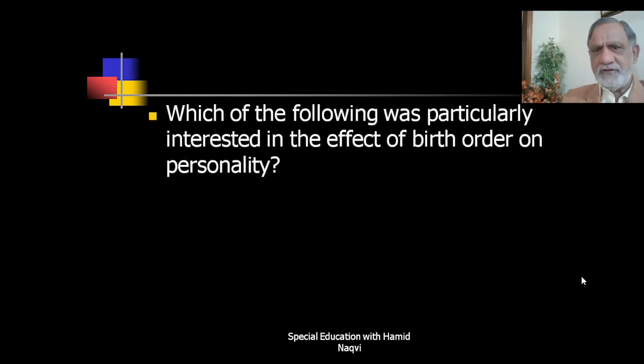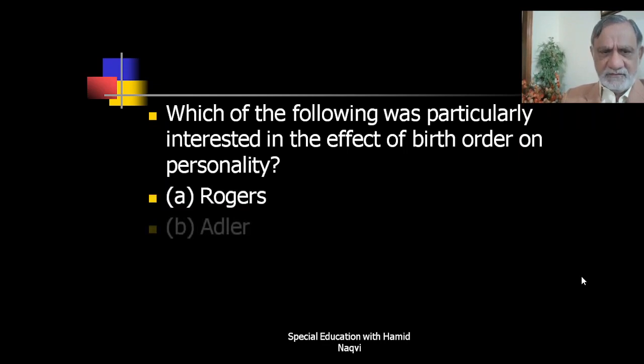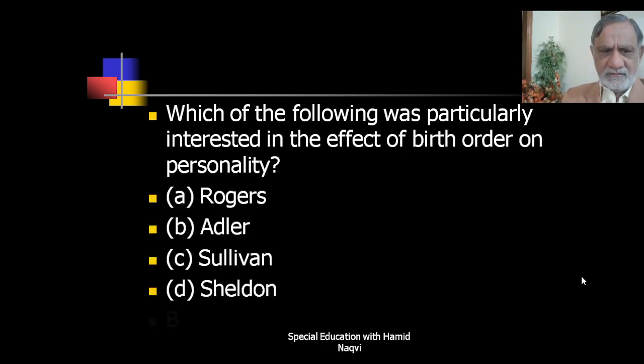Which of the following was particularly interested in the effect of birth order on personality? Correct one is B, that is Adler.